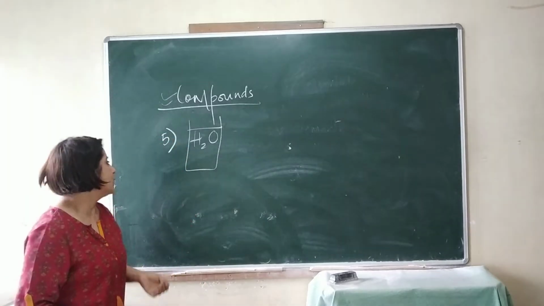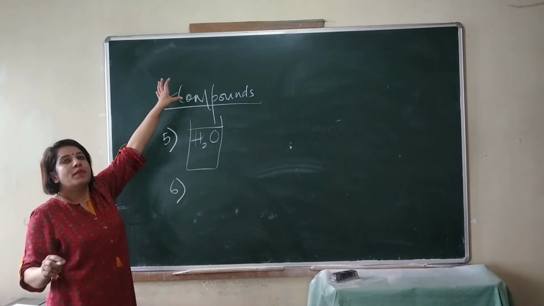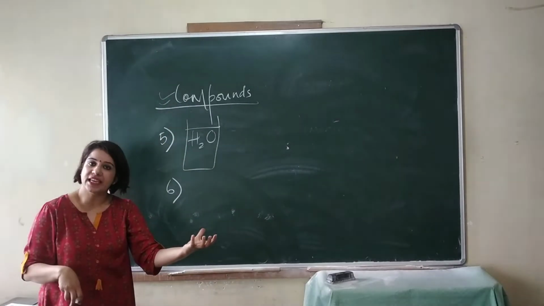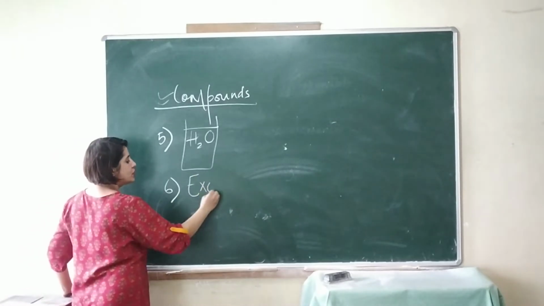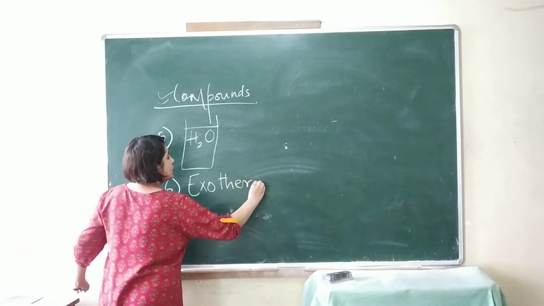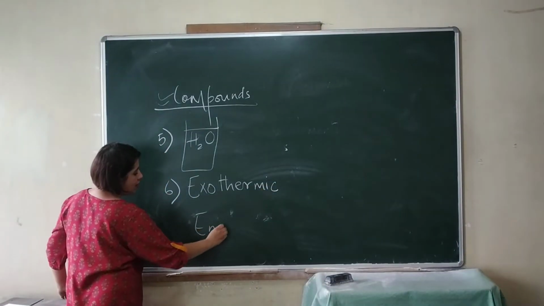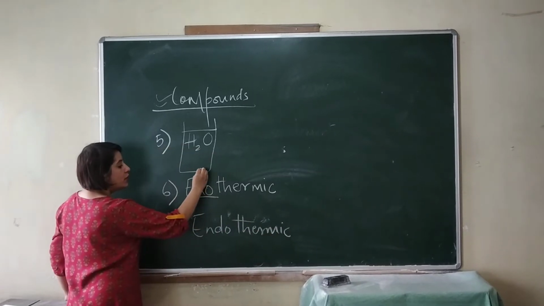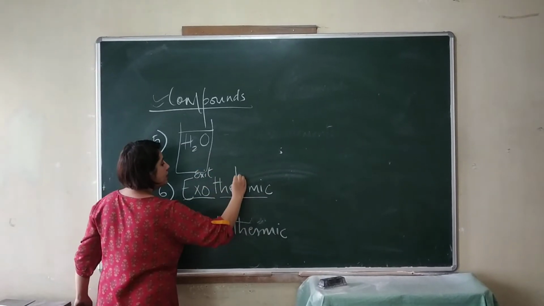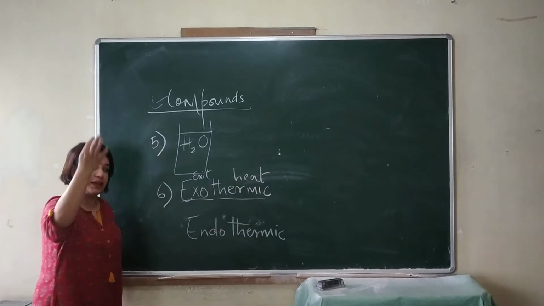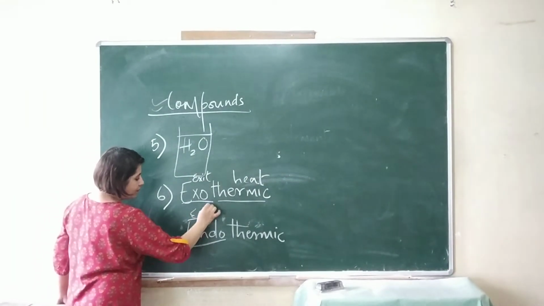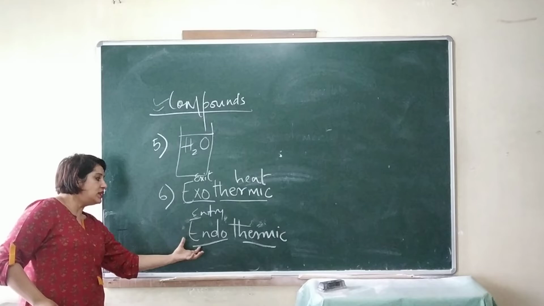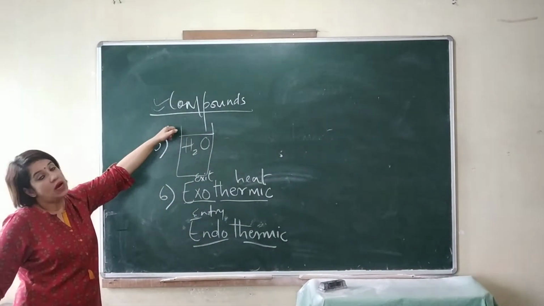And the last one is, during the formation of a compound, energy is either given out or taken in. I think I have already taught you the terms exothermic and endothermic. Exo means exit, thermic means heat. So either heat is given out or heat is absorbed during the formation of a compound.